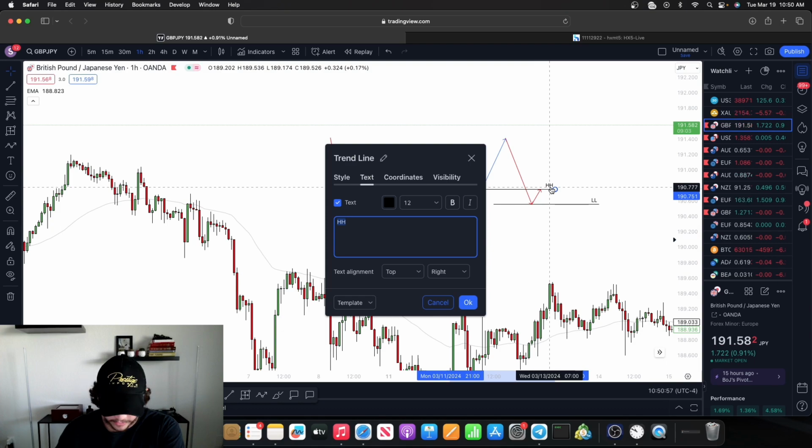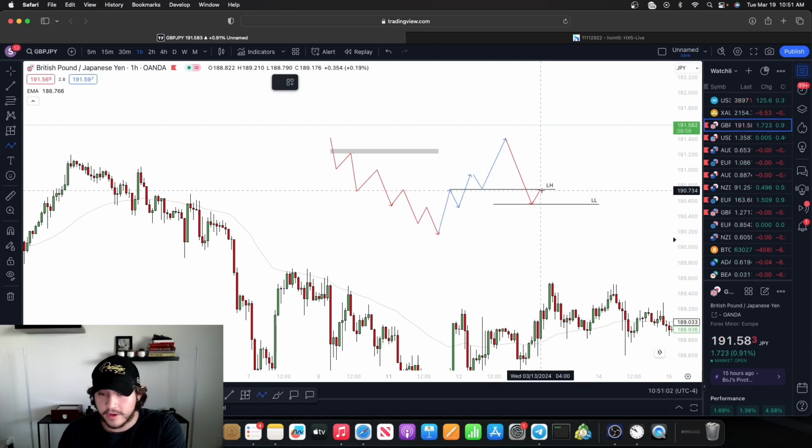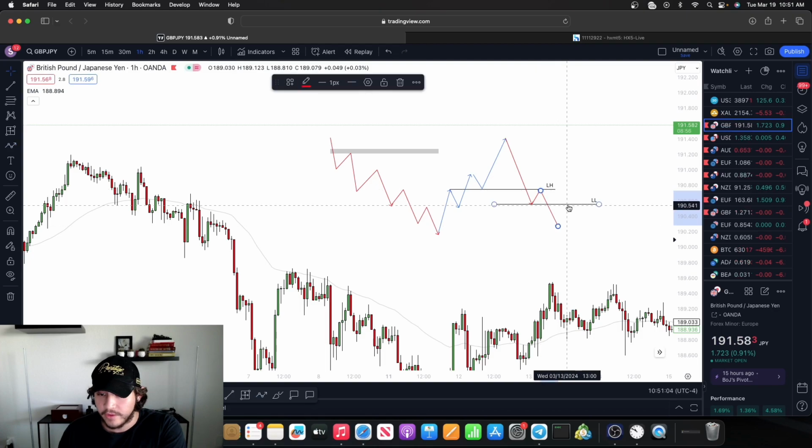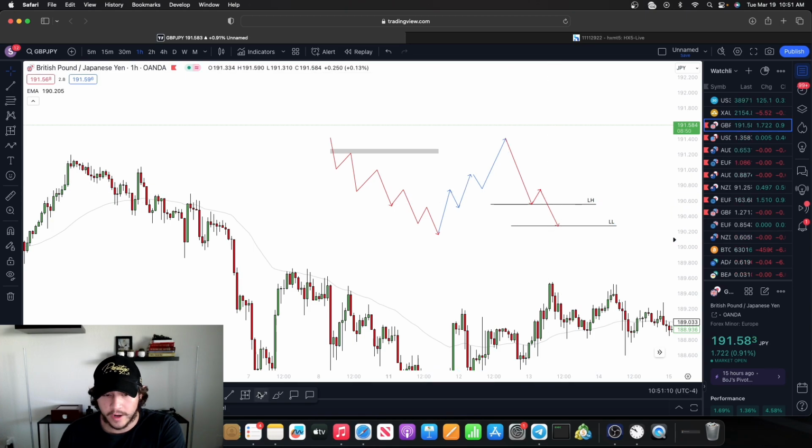Literally it repeats itself. So now we form the lower high here, and then obviously the market just continue breaking back into the downside, forming the lower low. We get another pullback into this zone. What happens next? Literally just turns into a lower high. So you guys get the idea, right?